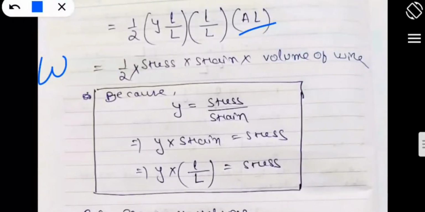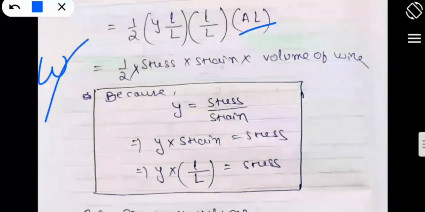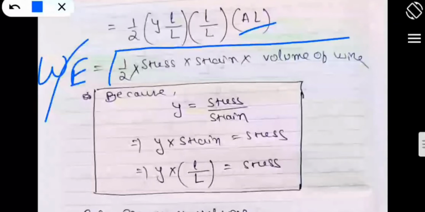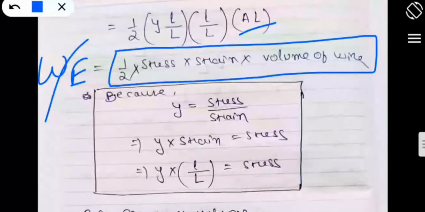If you do the work, obviously you are going to achieve the energy. So work done or energy formula is what? Half into stress into strain into volume of the wire. Now if you think about why we have written this one, it is because this is a common question that is being asked: what is the relation of energy with stress and strain? Then you have to represent it with this one. This is a 3-mark long question.